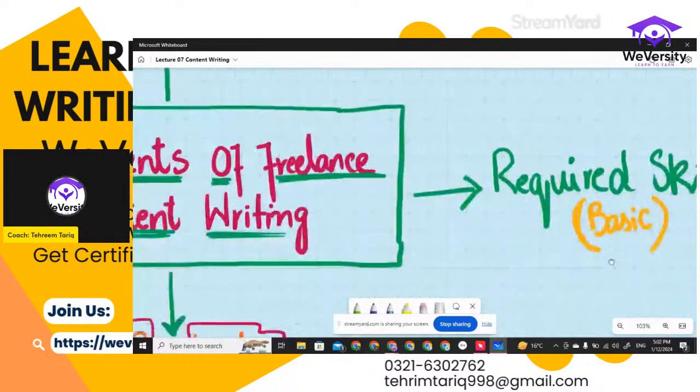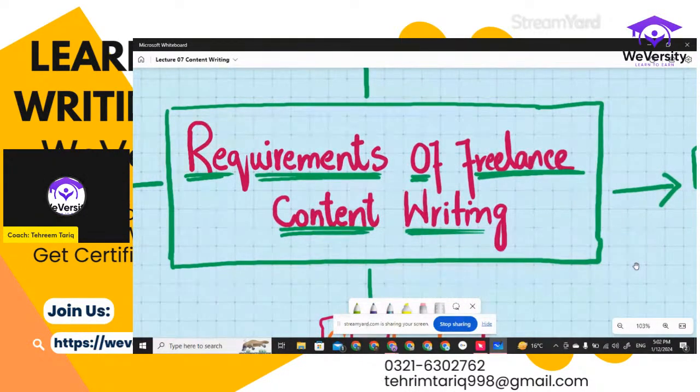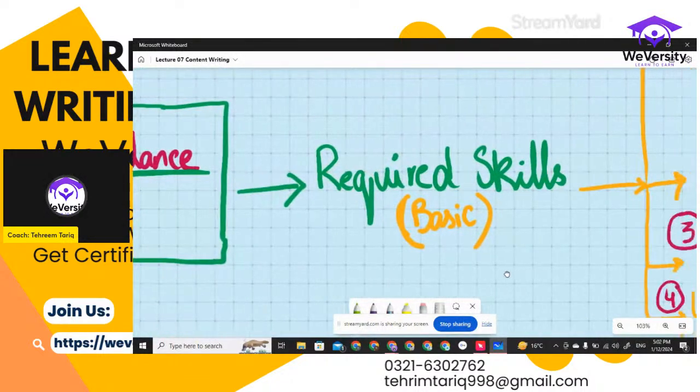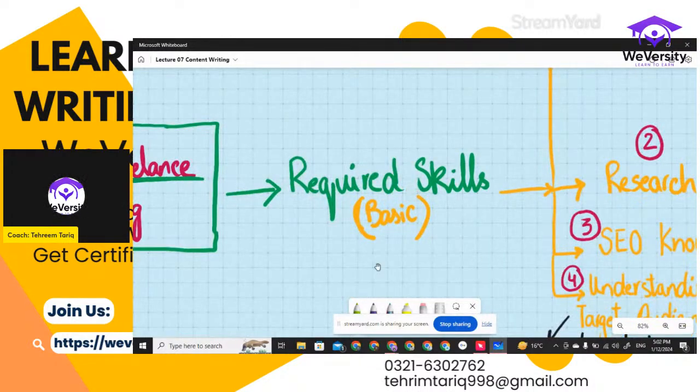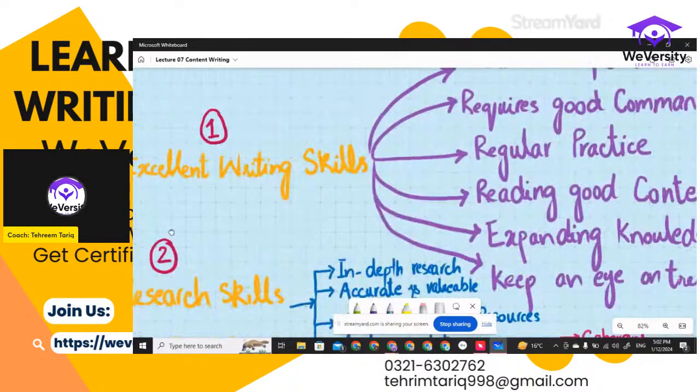Now we will discuss in detail what the basic requirements are to work as a freelance content writer, and how you can start your work in the field of freelancing as a content writer. So first of all, we will discuss the required skills, the basic skills that you require in order to start your career as a content writer. And the first skill that you require is obviously excellent writing skill.